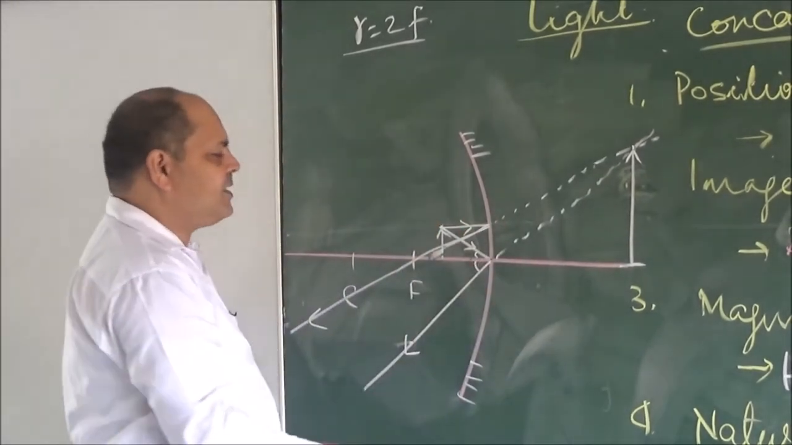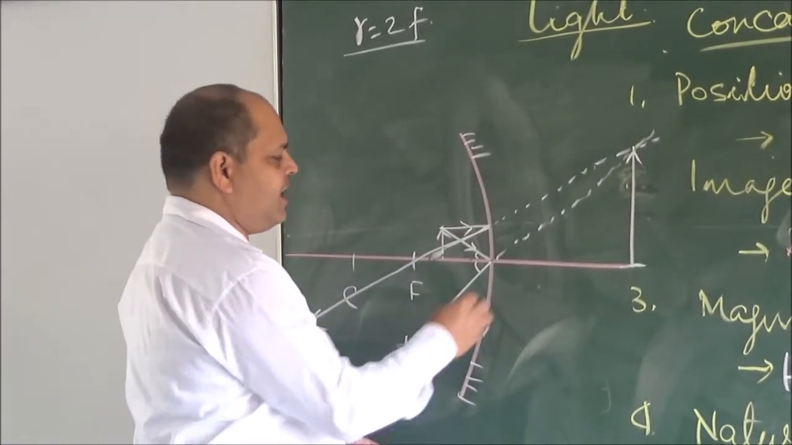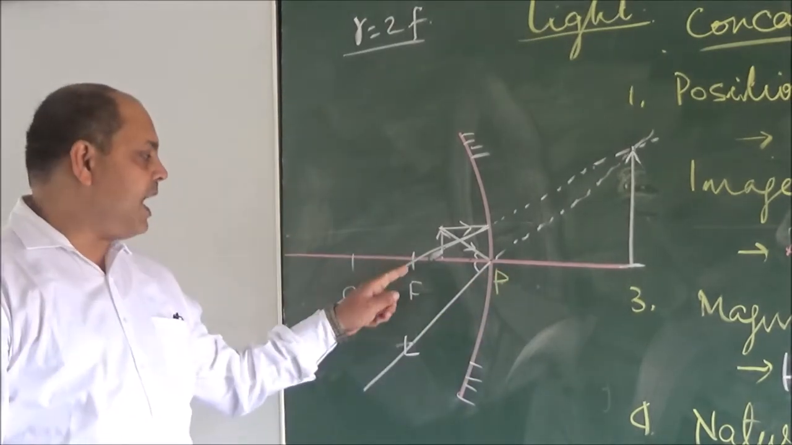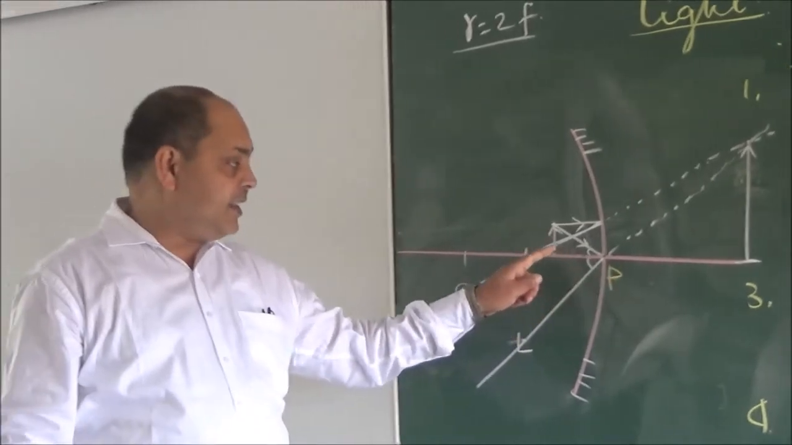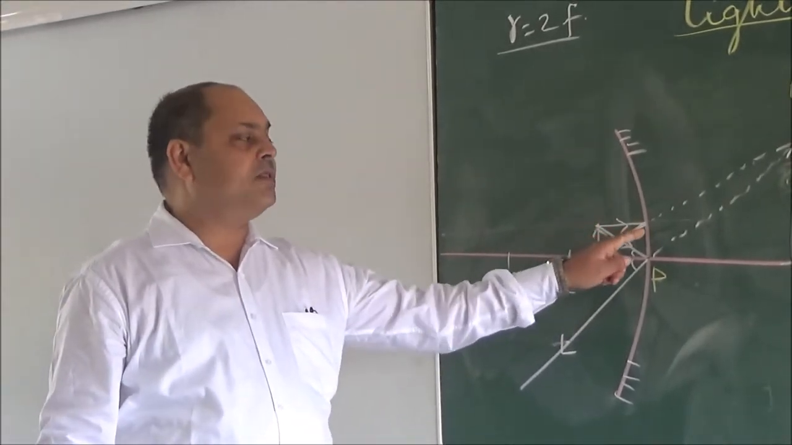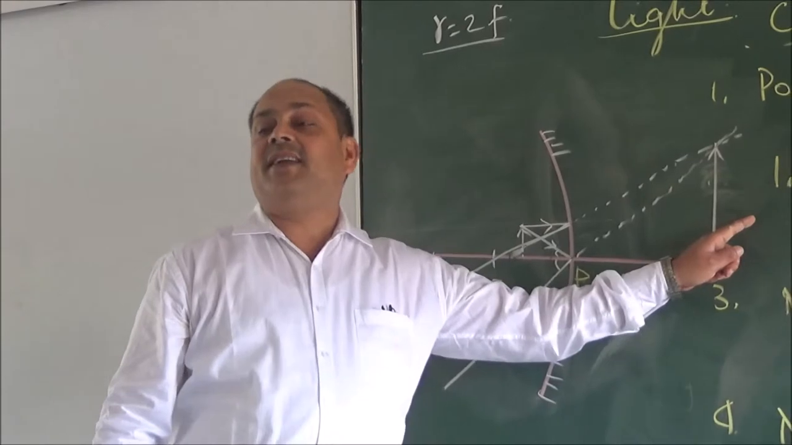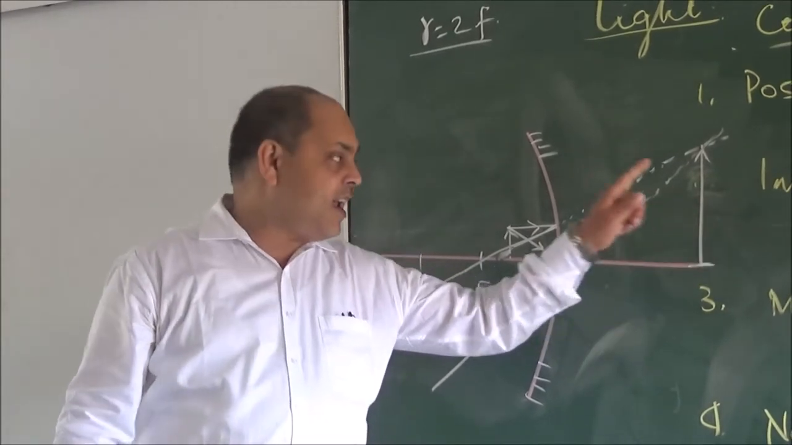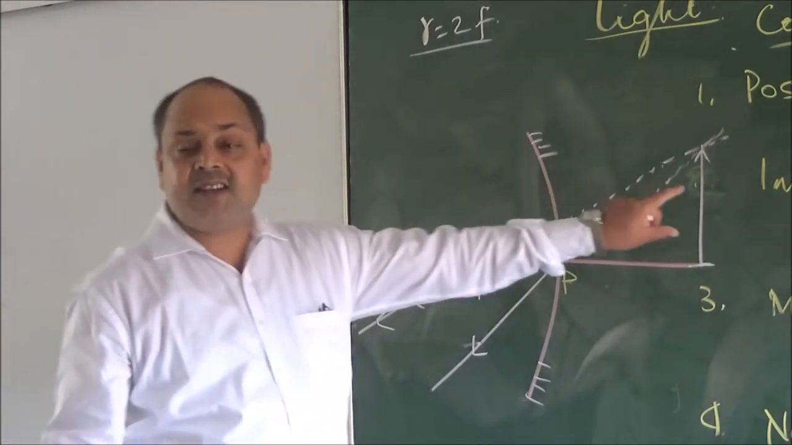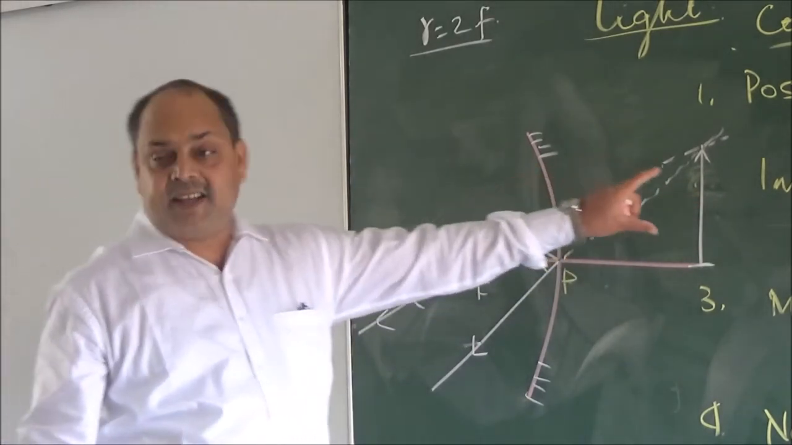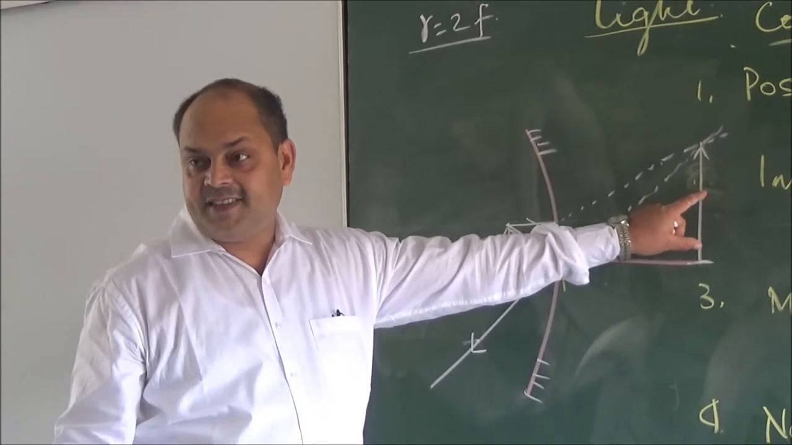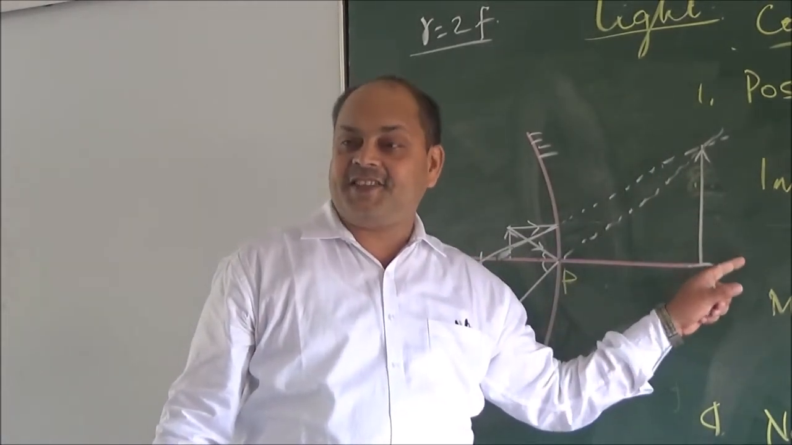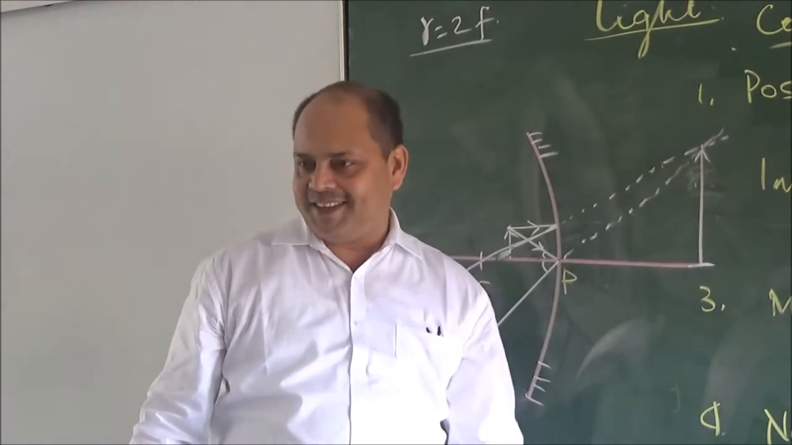What we are going to do is, you see, whenever the object is placed in between F and P, then the image is formed beyond the mirror, behind the mirror. Image is formed behind the mirror. It is enlarged. It is erect. Yes, sir. It cannot be obtained on the screen, and hence it is virtual.